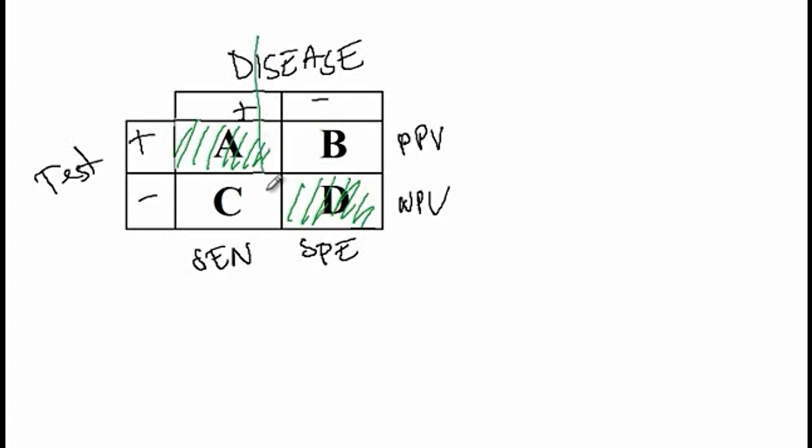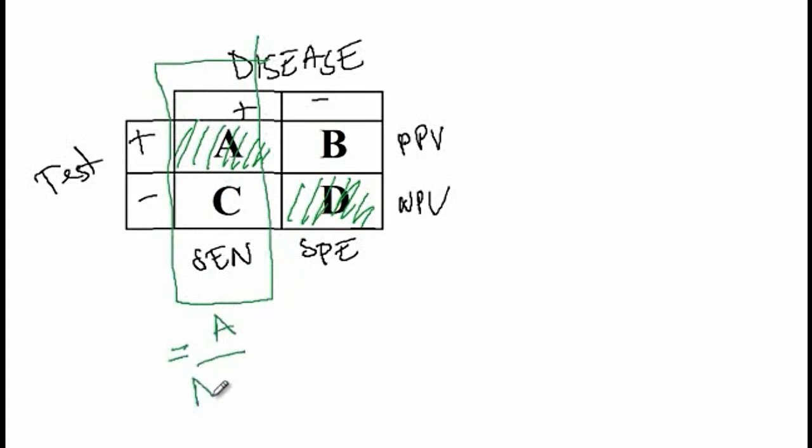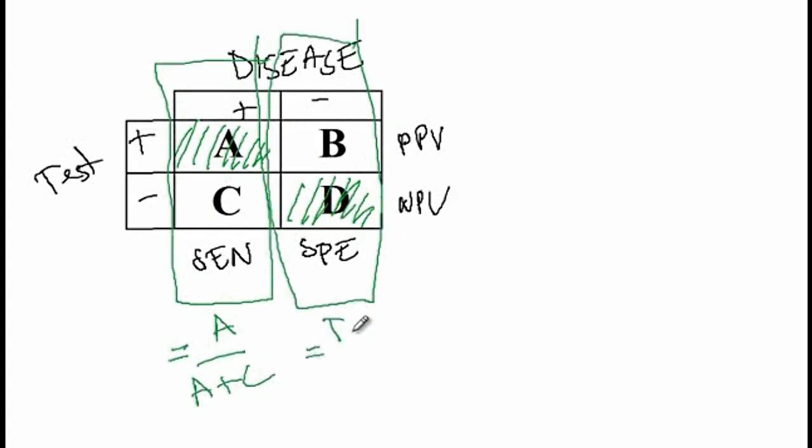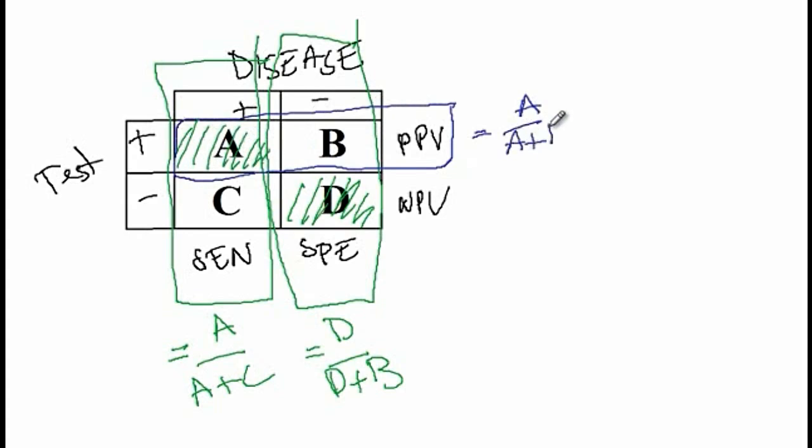For calculating the sensitivity, you will use the first column. So it's equal the green box, A, divided by the first column, you will use A plus C. For specificity, you will use this column, which would be the green box, D, divided by D plus B. For positive predictive value, you will use the first row, but still the green box will be in the numerator, so it equals A divided by A plus B. And for negative predictive value, you will use the second row. Again, the green box, which is D, goes in the numerator, divided by D plus C.